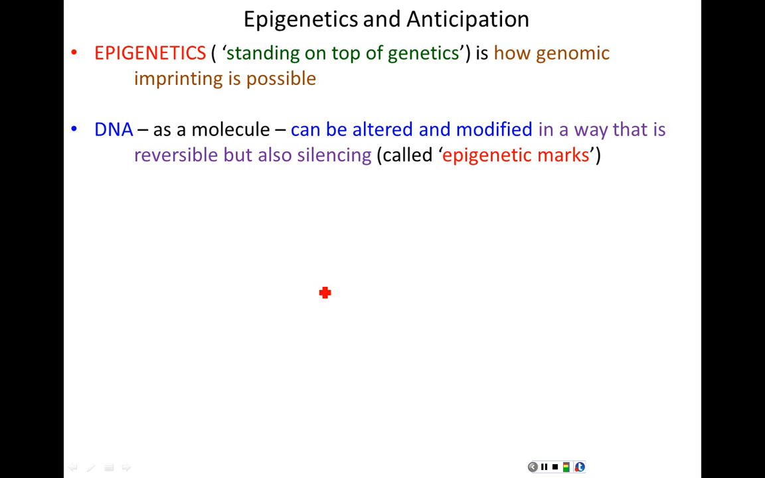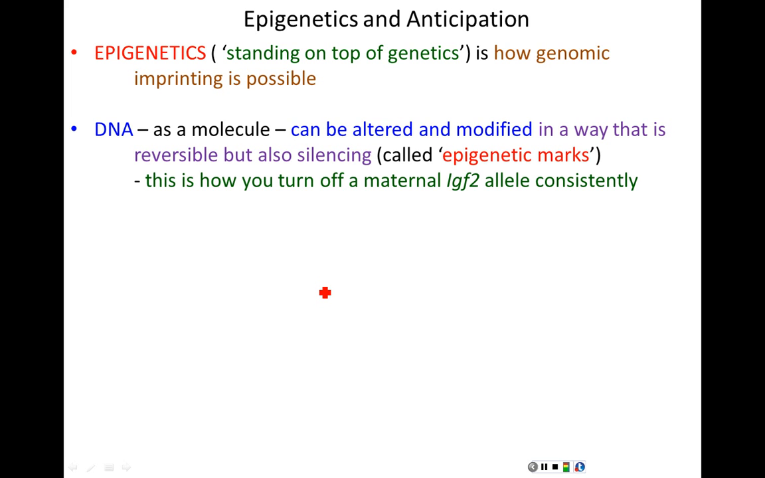Going back to the idea of IGF-2, we can epigenetically mark the maternal allele, causing it to be silenced or wrapped so tightly that it will never be expressed in the fetus. The fetus has no choice but to default to the only allele for that gene that is not silenced, and that's the paternal allele.